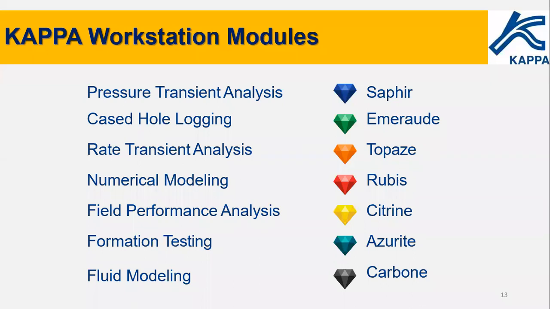The sixth one is formation testing. It's Azurite. So Azurite is basically used to measure the pressure gradient and for the reservoir characterization. It's very important for us to know where exactly our contact is.